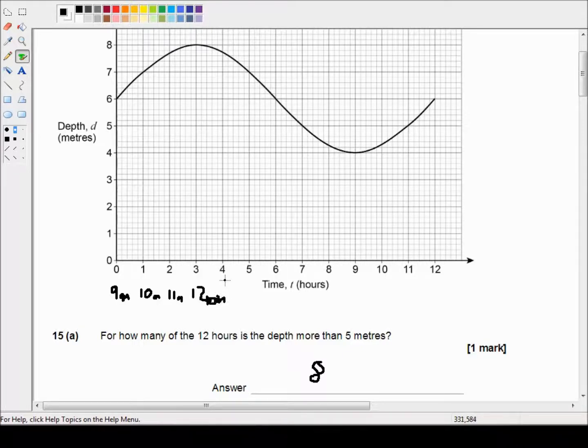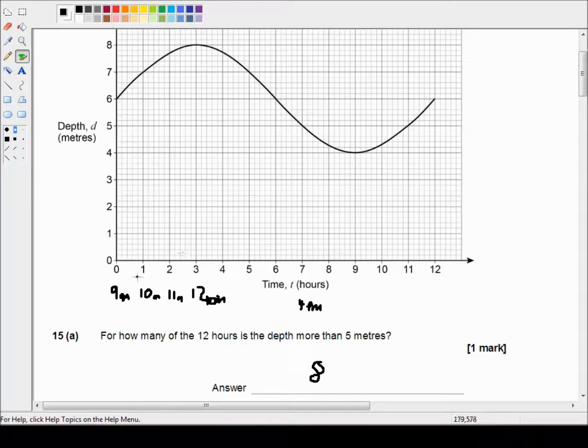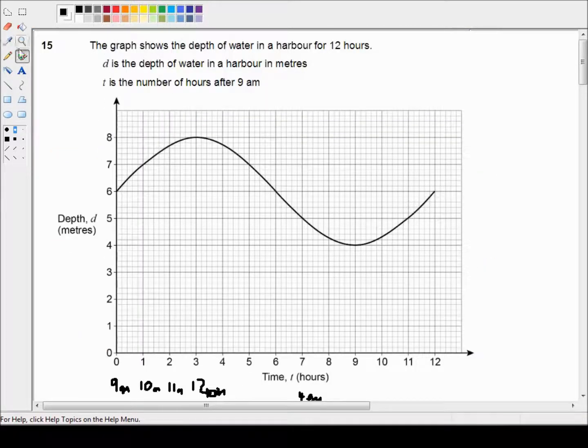So this is 1 PM, 2 PM, 3 PM, 4 PM. So the 7 hour mark is 4 PM. And we did want 4 PM. Yes, I did read it right, it's 4 PM. So we want to know how much does the depth change between 12 noon, which is 3 hours after 9 AM. So at 12 noon the depth is 8 metres.